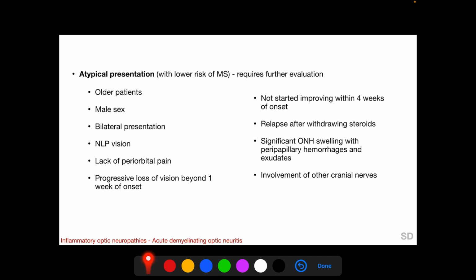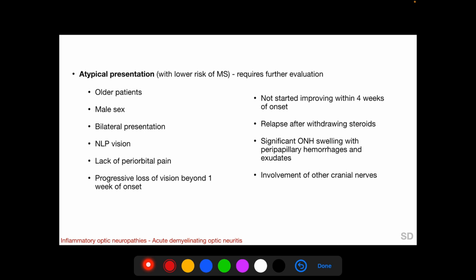So they present in older patients, in male sex, and have a bilateral presentation. The vision is no light perception in some of these cases. They lack periorbital pain. Progressive loss of vision occurs beyond 1 week of onset. The optic neuritis has not started improving within 4 weeks of onset, relapses after withdrawing steroids, and has significant ONH swelling with peripapillary hemorrhages and exudates and involvement of other cranial nerves.